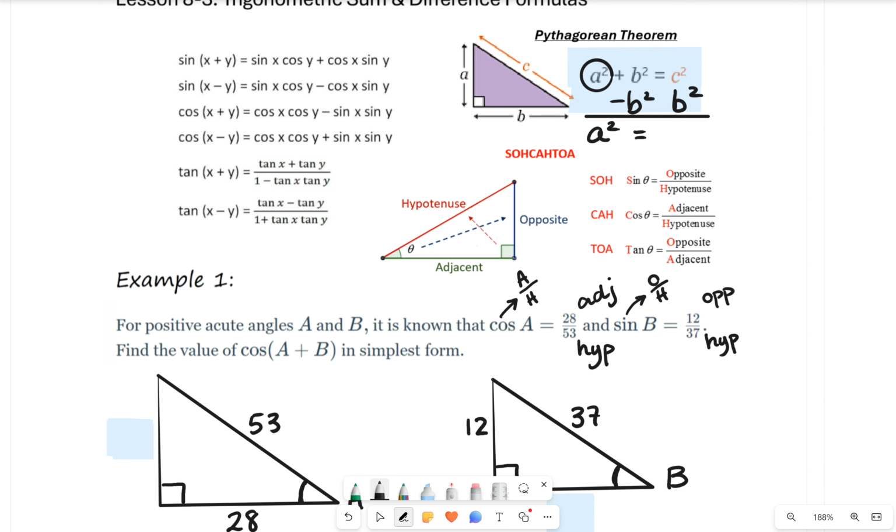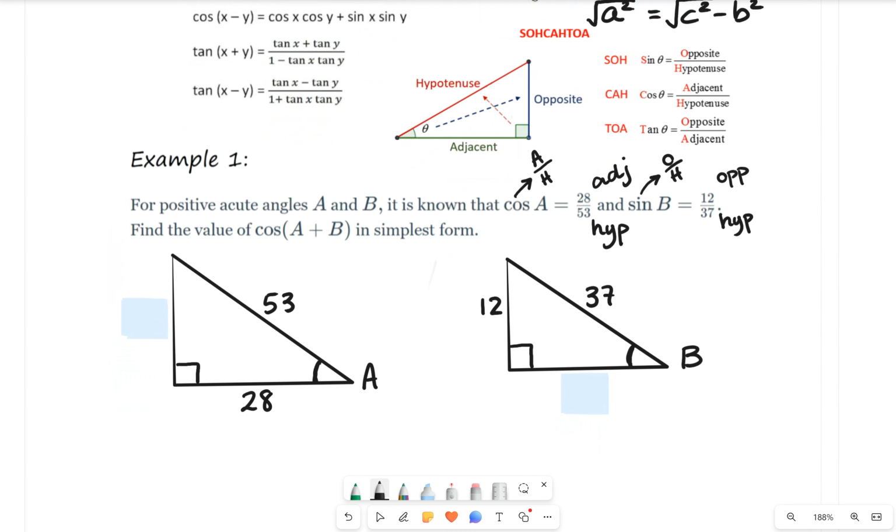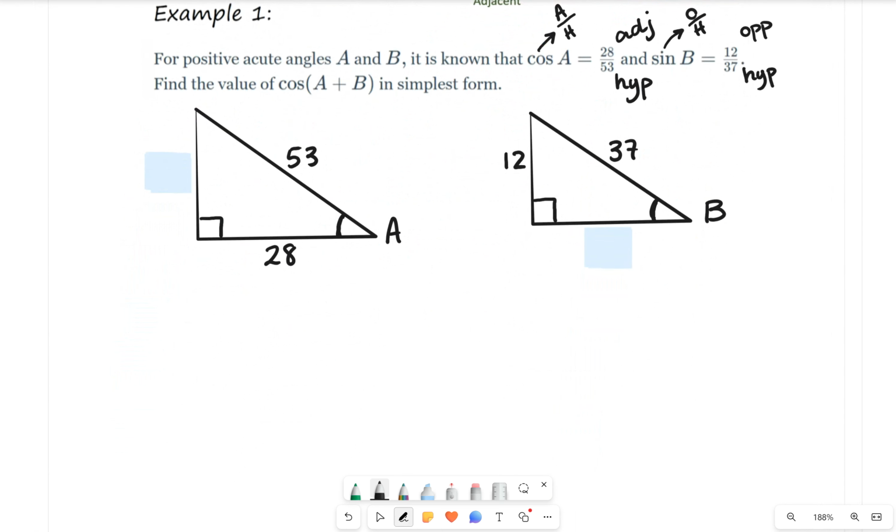Notice that when I'm missing a leg, all I'm going to do is subtract the hypotenuse squared minus the leg squared. And once I finish doing that, I must square root both sides to find the length of that leg. So that's what I'm going to do over here. I'm missing a leg. I'm going to write the word leg here to make it a point. And specifically, I'm missing the opposite leg.